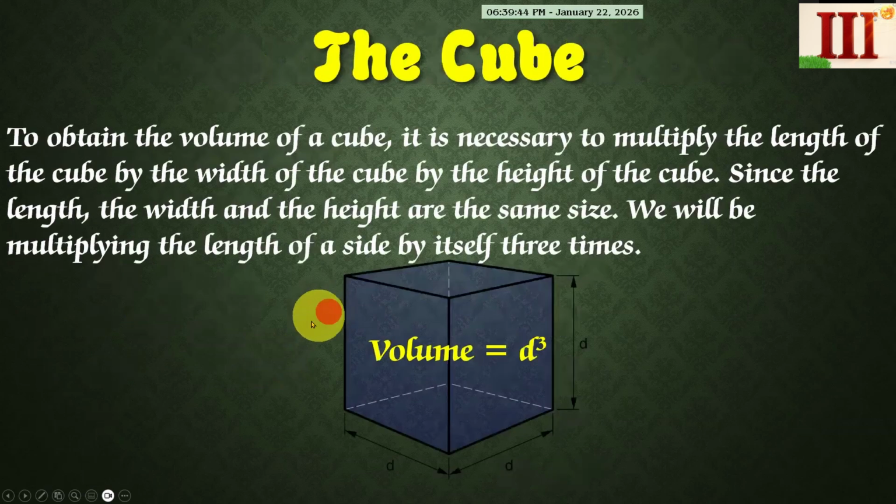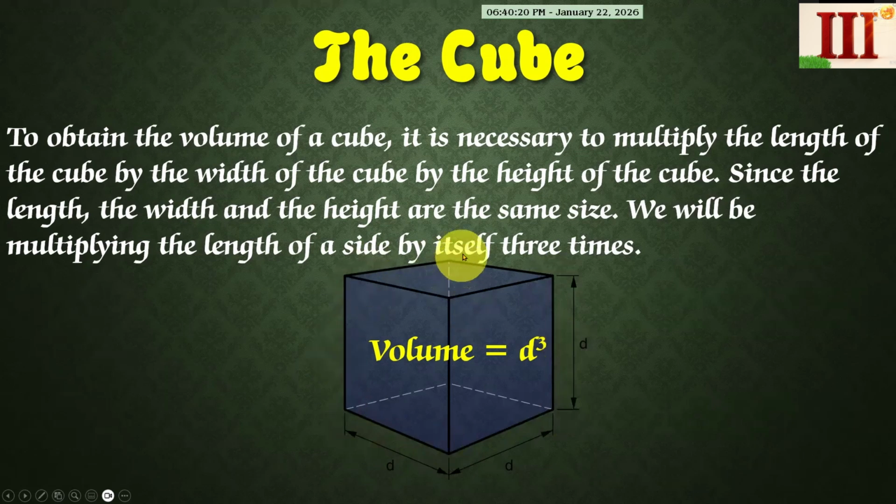So let's have a look at what we call the cube numbers. So to obtain the volume of a cube, it is necessary to multiply the length of the cube by the width of the cube by the height of the cube. Since the length and the width and the height are all the same size, we'll be multiplying the length of the side by itself 3 times. So whereas when we were looking at the square, the power was 2, when we're looking at a cube, the power is 3.